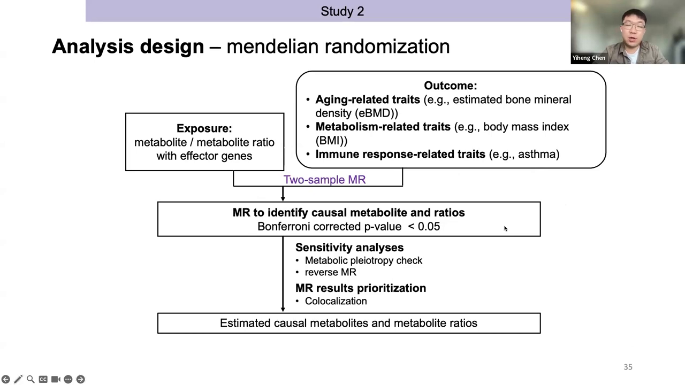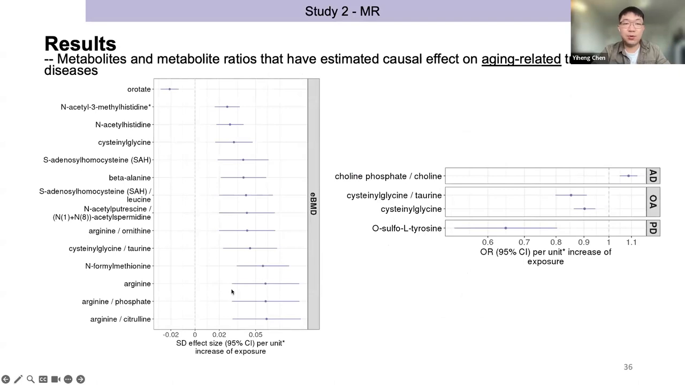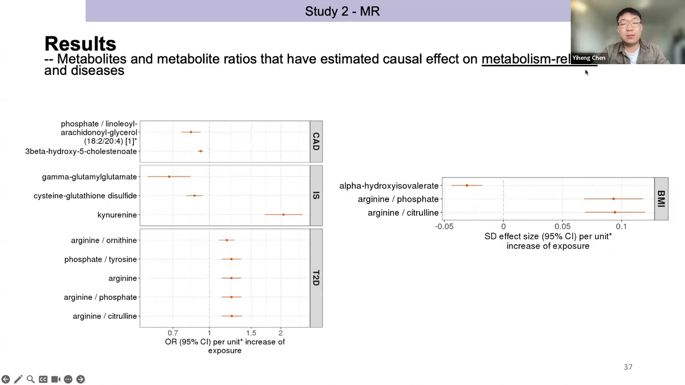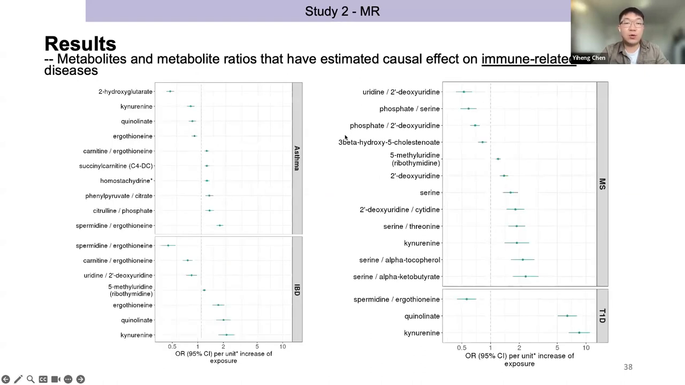Bonferroni corrected p-value thresholds were used to prioritize the associations, and sensitivity analyses like metabolic pleiotropy check and reverse MR, as well as MR result prioritization analysis such as colocalization, were performed to prioritize the more likely causal metabolites for the disease or traits tested. Here I'm just quickly showing you the metabolites that we found for the aging related traits. It's not for you to see the details. I will talk about two representative examples later, but here just to show that by the MR approach, we found many metabolites related to aging traits, to metabolism related traits and disease, and also to immune related traits and diseases.